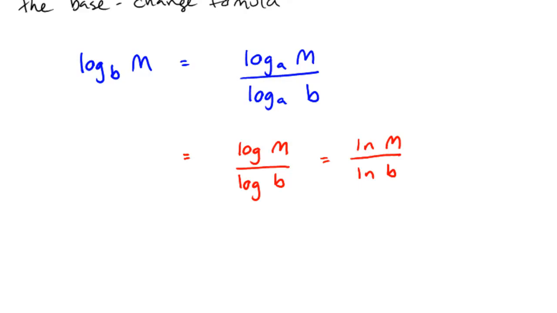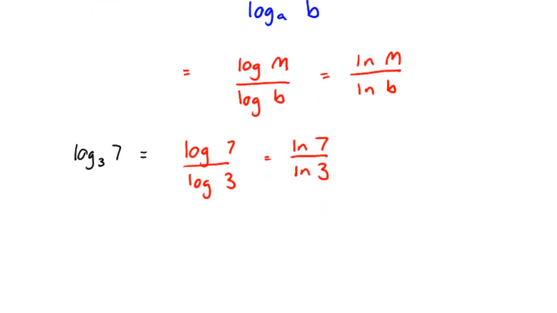So for example, we can take log base 3 of 7. Now this number, if we wanted a decimal approximation for it, we could try to use our calculator, but the problem is that your calculator doesn't actually have a log base 3 button. What it instead has is a log base 10 button and a log base e, which is the ln button. So we can take this and we can rewrite it using either log of 7 over log of 3 or ln of 7 over ln of 3.